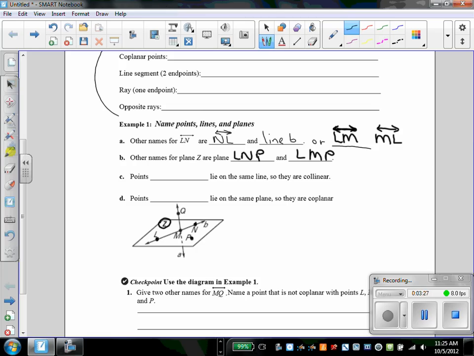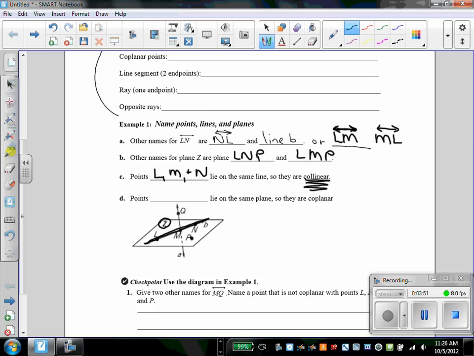Letter C, it says points blank lie on the same line, so they are collinear. There's one of your words from above that you defined. Collinear means on the same line, and really we have this line right here. So 3 points that are collinear would be point L, M, and N.